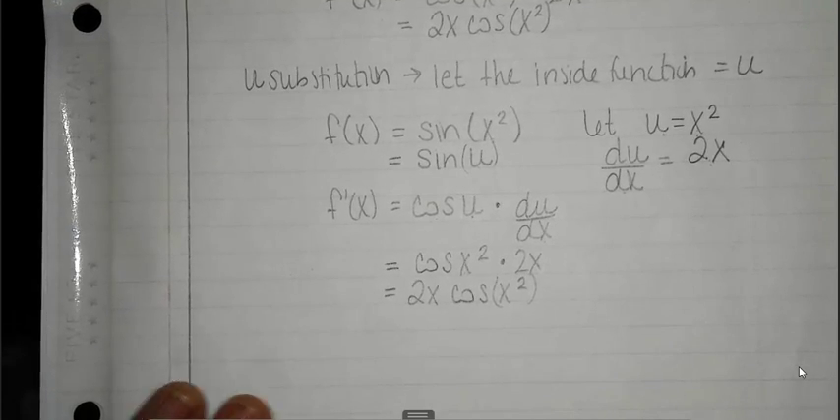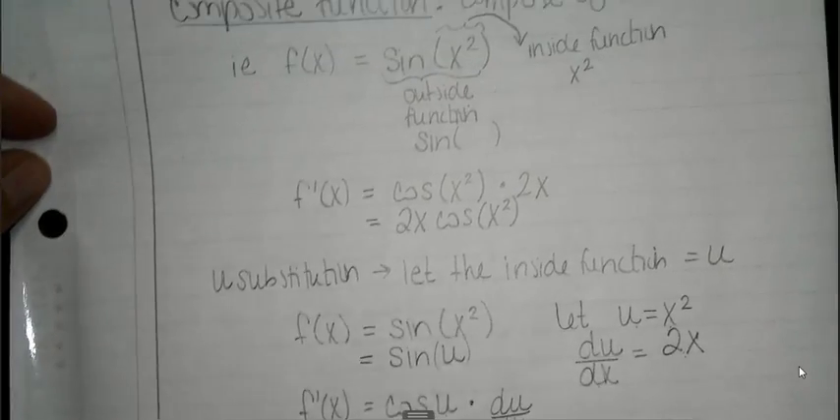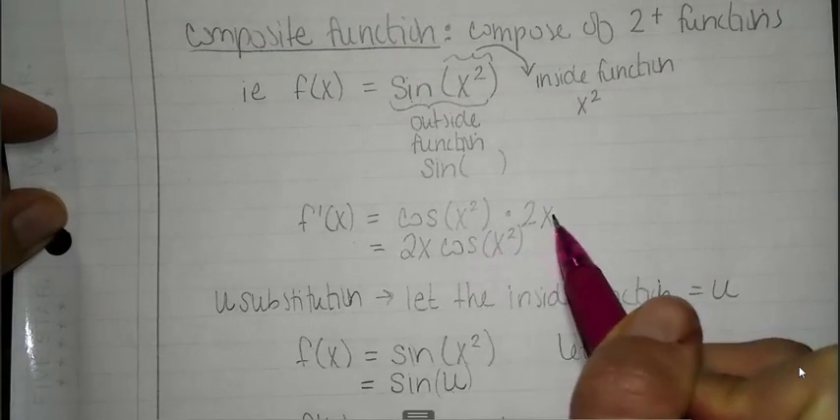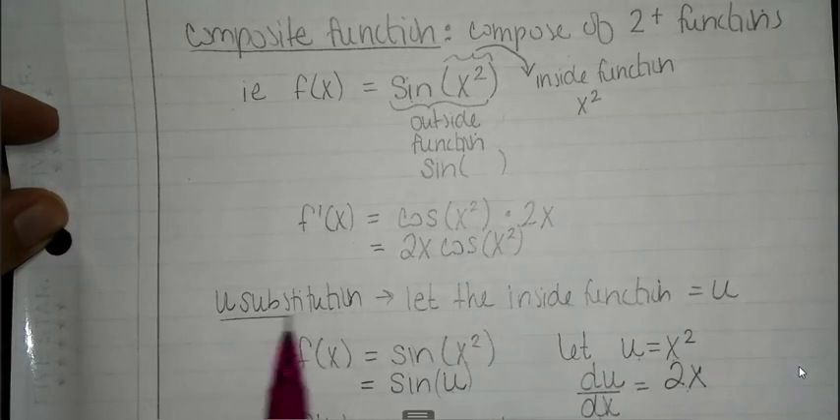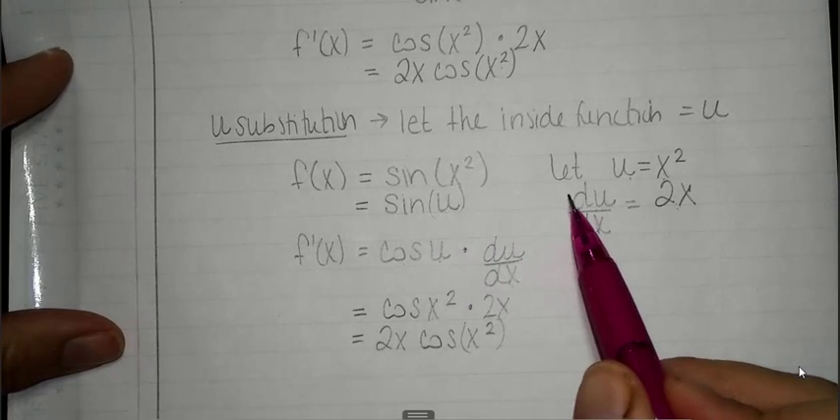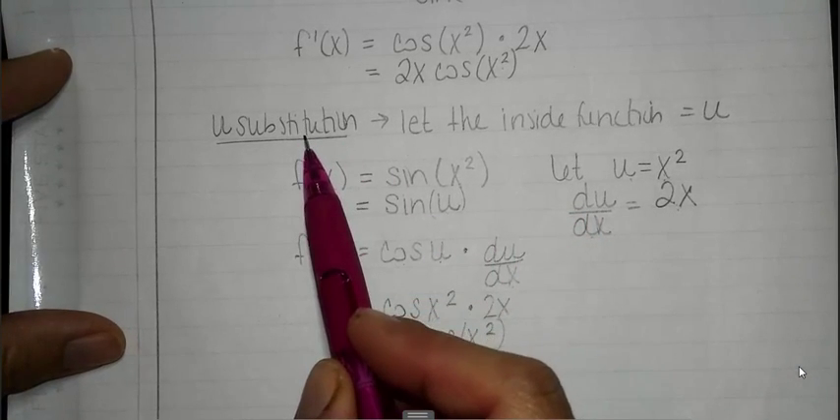Okay, so basically what I've just used is I've used the chain rule two ways. I used the chain rule here without using U-sub or U-substitution. And then I used the chain rule again, this time using U-substitution. It's up to you guys how you want to do it. You can use U-substitution or not.